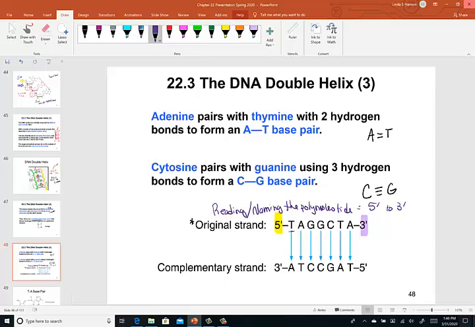So the complementary strand reads in the opposite direction, right? Here's the complementary strand. The 5' end complements the 3' end. The 3' end complements the 5' end on the complementary strand, and you just create the complementary code by reading what the base attaches to. T always attaches to A, A goes to T, G goes to C, and we come up with the complementary base pairing.